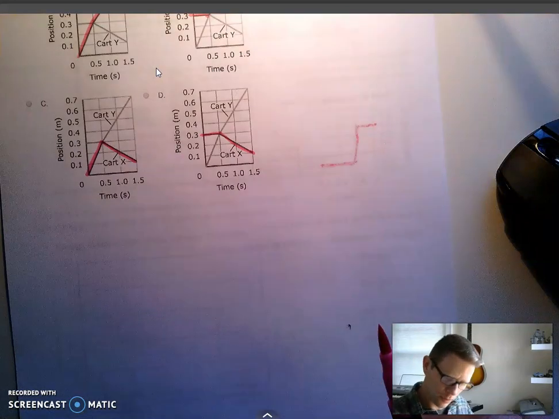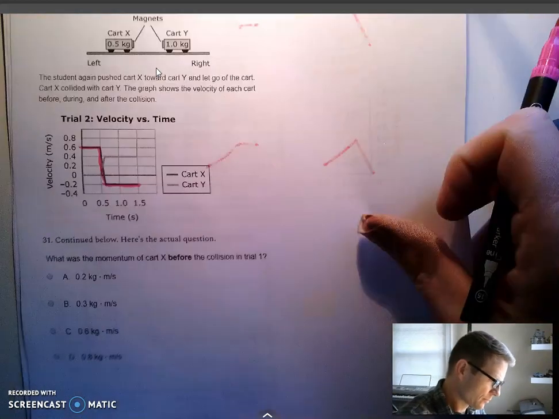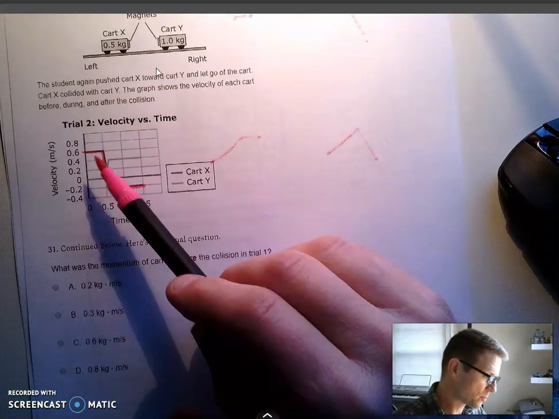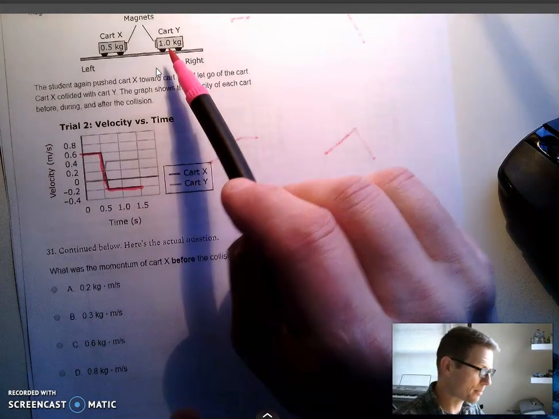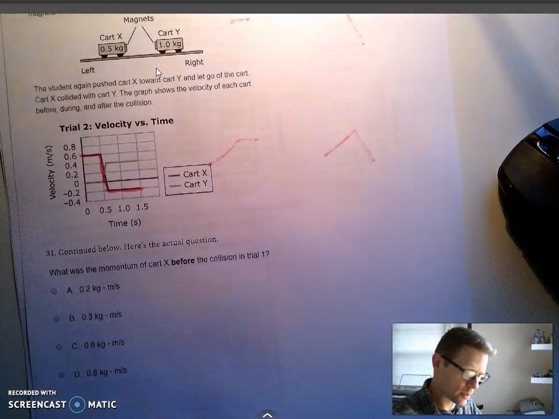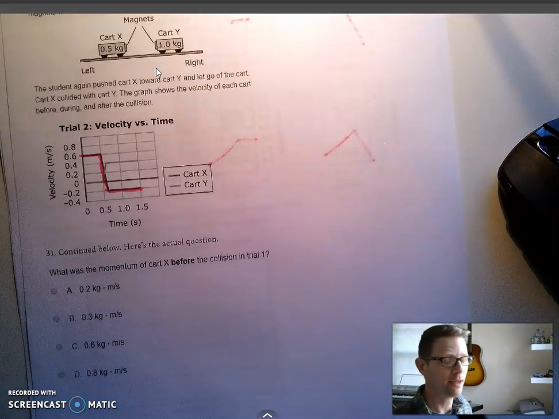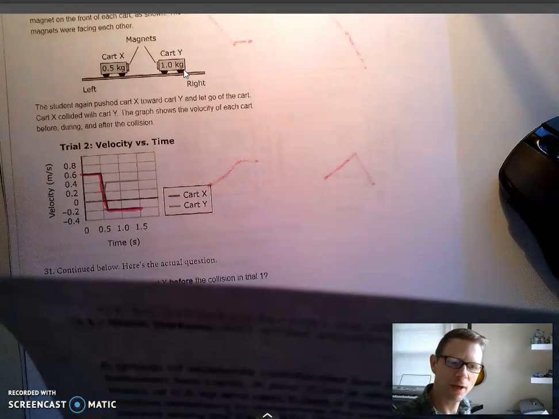Okay, so when you look at the question for number 31, it tells you all this other stuff, and I'm going to ask you this on the quiz tomorrow as well. I can see this is a different trial where they're not sticky tape, they're magnets, so they bounce again, same masses. Then it says, what's the momentum of cart X before the collision in trial 1? This is confusing, I admit it. These questions are throwing you around. You got to look for information. Just take a deep breath, read it.